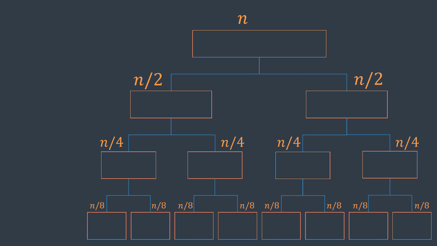At the first level, we have one call that costs n. At the second level, we have 2 calls that cost n by 2 operations, and 2 times n by 2 is n. At the third level, we have 4 calls that cost n by 4, and 4 times n by 4 is n.